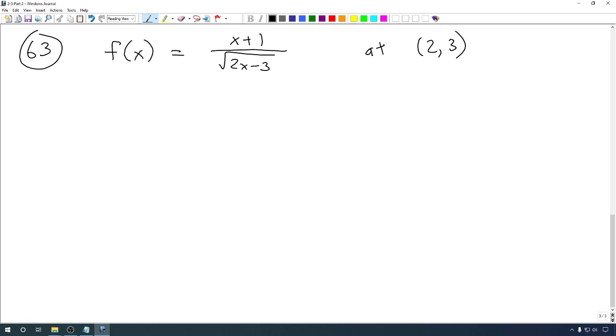So we're going to have to differentiate this function. It's also a quotient, so in order to differentiate it, we're going to use the quotient rule. That's our first step. We're going to use the quotient rule.